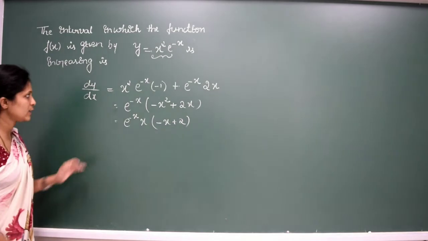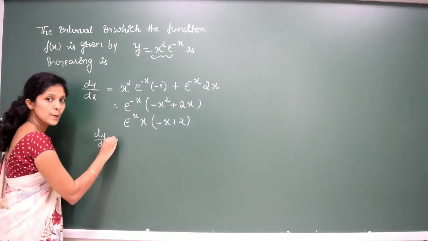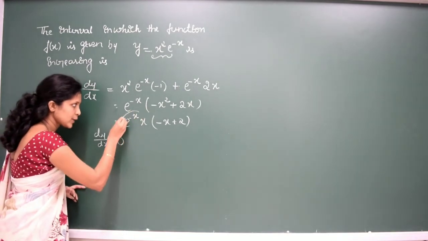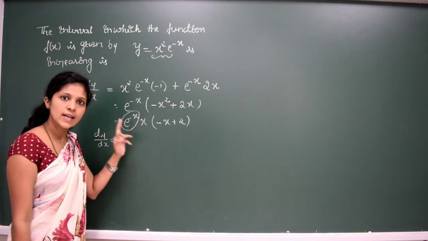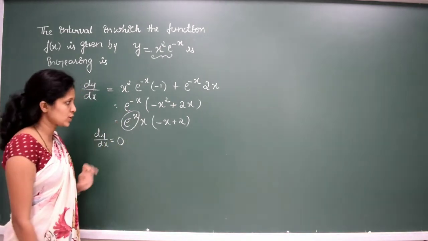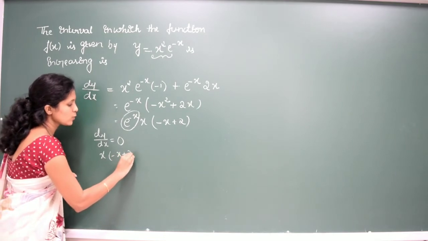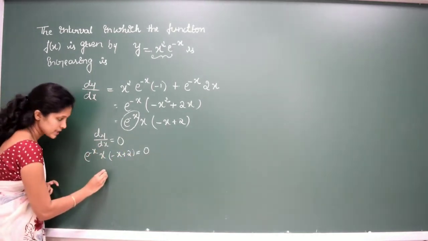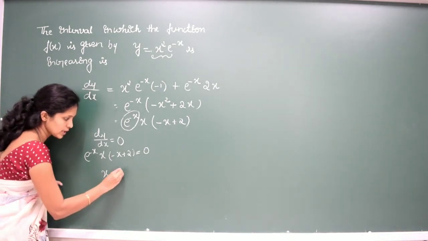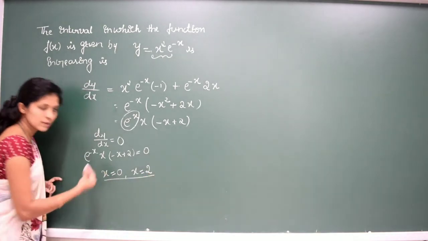Now to find the value of x, we'll equate dy by dx equal to 0. Remember one thing, e to the power minus x is an exponential function and this is always positive. Remember this one, this is positive. Now this is equal to 0 means x into minus x plus 2 will be equal to 0, and e to the power minus x is also there. So by this we can write the value of x is equal to 0 and the value of x is equal to 2. So two possible values are there.